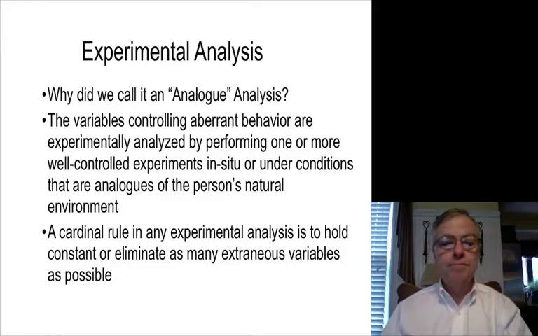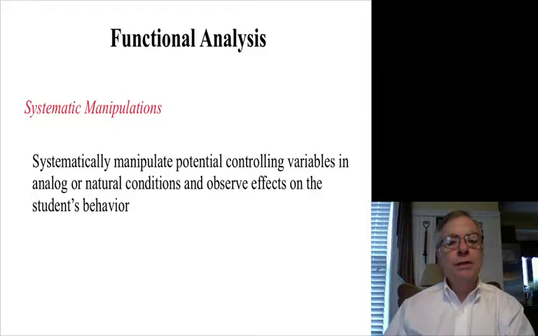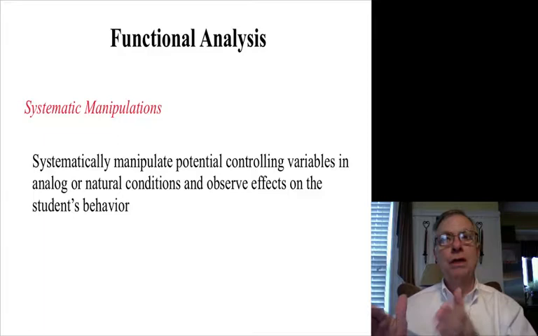Functional analysis we refer to as systematic manipulation, and what we want to do is systematically manipulate potential controlling variables in analog or natural conditions and observe the effects on the student's behavior. For what we did in 1980 and 1981, before this study was published, we only looked at analog conditions, that is, conditions analogous to the person's natural environment. Later on, in the next several weeks, we're going to talk about utilizing these same approaches in the person's natural environment.